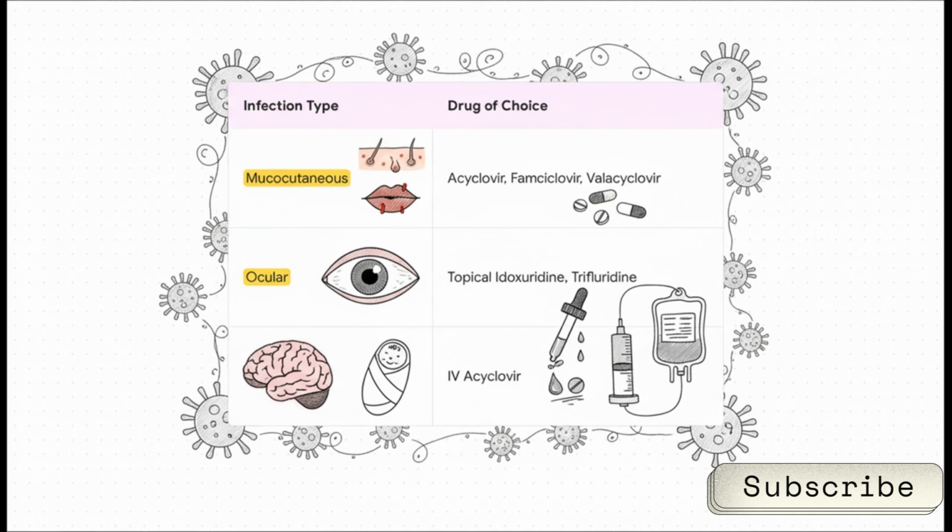Now, this table is super important for your exams because treatment is not a one-size-fits-all deal. For your standard skin infections like cold sores or genital herpes, oral drugs like acyclovir are perfect. If the infection is in the eye, we use special topical drops. But, and this is a big but, for life-threatening infections like encephalitis or in a newborn, we go in with the big guns, high-dose intravenous acyclovir. We need to get those drug levels up, fast.